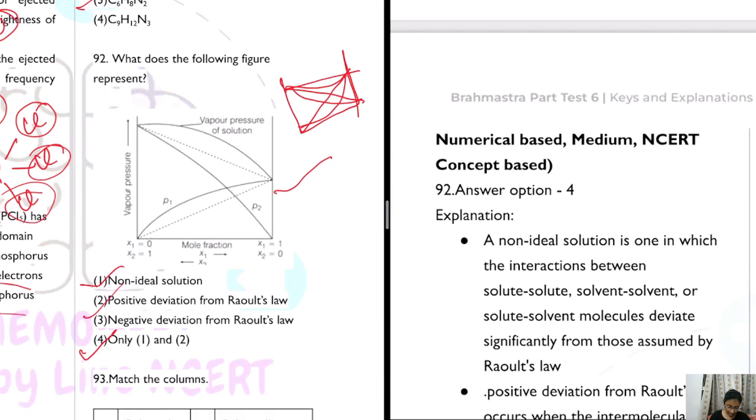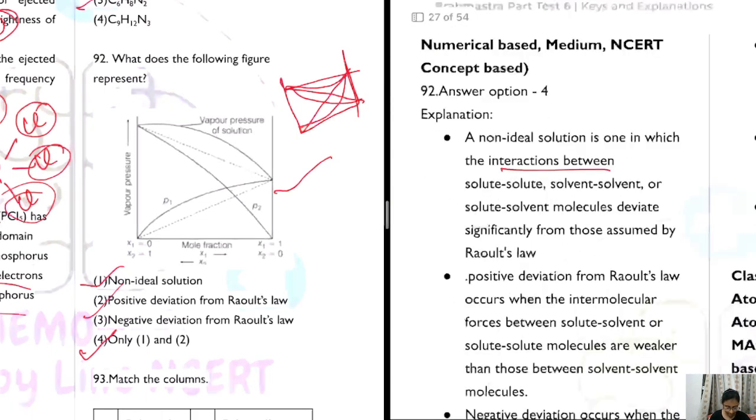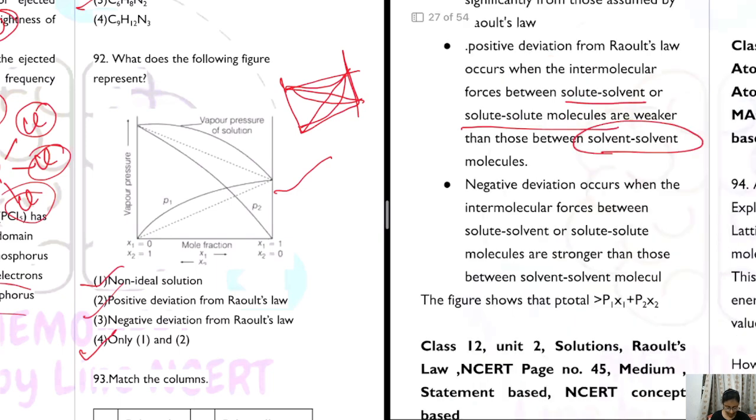1 and 2. A non-ideal solution is one in which the interaction between solute and solvent molecules deviates. They are not equal. Positive deviation is when solute-solvent or solute-solute interactions are weaker than solvent-solvent interactions. So negative deviation will occur otherwise. Total pressure would be less. For positive it would be more, and for negative deviation it would be less. That is why this is the correct answer.